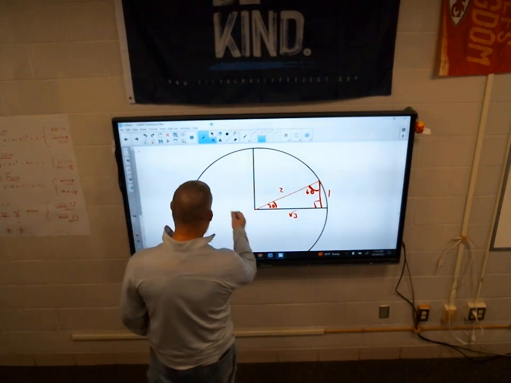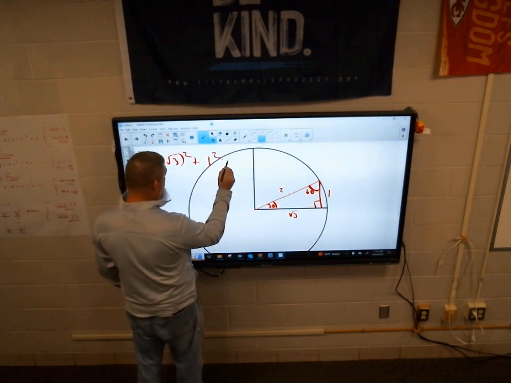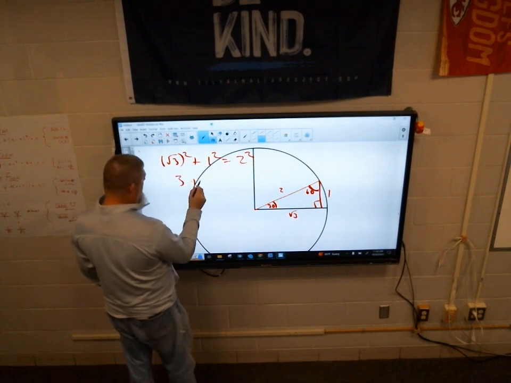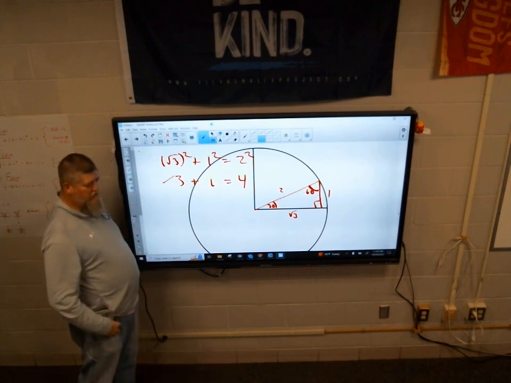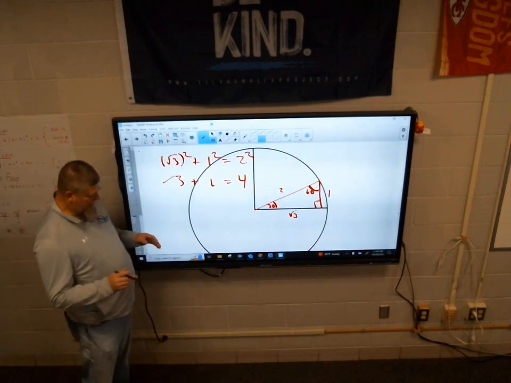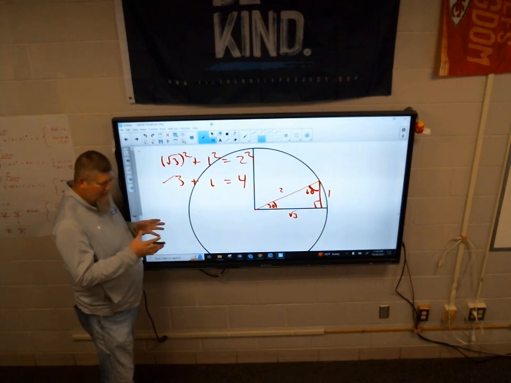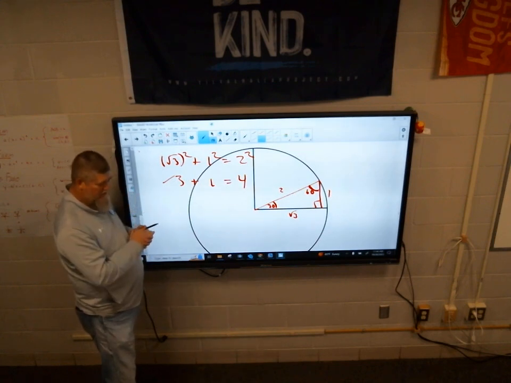I know Pythagoras' theorem: the square root of 3 squared plus 1 squared equals 2 squared. Square root of 3 squared is 3, 1 squared is 1, and 2 squared is 4. So I know it checks with Pythagoras' theorem. It's kind of like a basic building block. We start with this, then we can make other triangles from it.